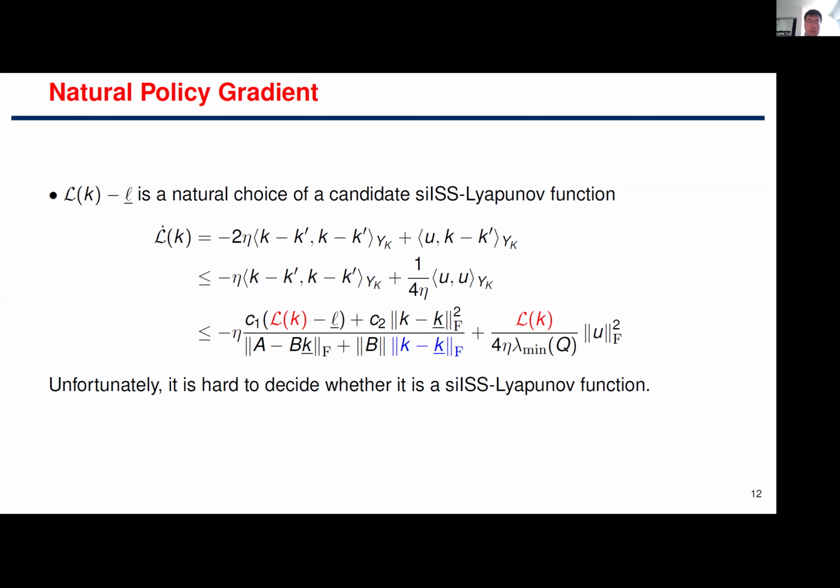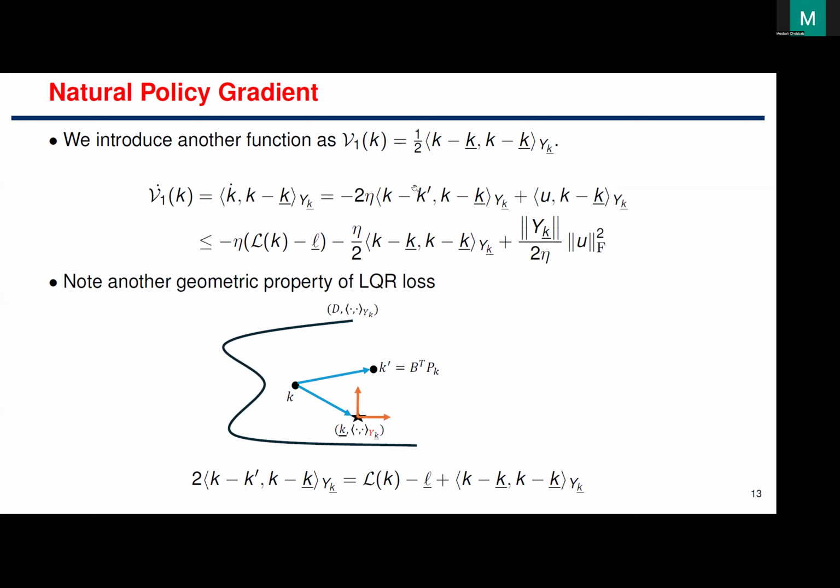So now we didn't get the small input ISS Lyapunov function, and we should introduce another function. So we introduce a quadratic distance between K and K optimal as another Lyapunov candidate, and we take the derivative of it, and we find that it has some good structure. It is a minus, and here is the noise term. I want to say that to get the last equation, we should introduce another geometric property of the LQR loss, which means that the inner product between the gradient at K and K minus K optimal is equal to the LQR loss and the quadratic distance between K and K optimal.